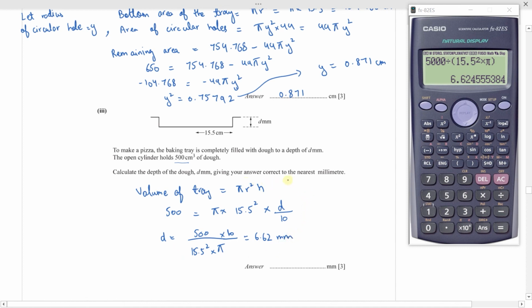So your question asks you to convert it to the nearest millimeter. So that means 6.62 will be rounded up to 7 millimeters. So your answer is 7 millimeter. You can also double check by substituting this value here. And then if you calculate the volume by substituting 6.62 here, you should get 500.